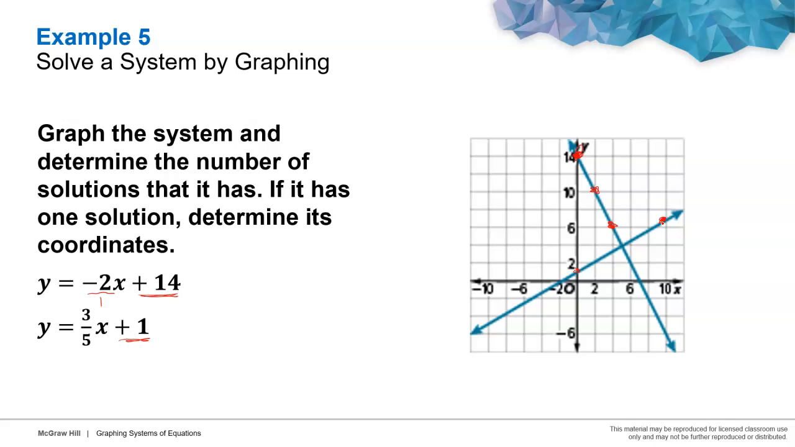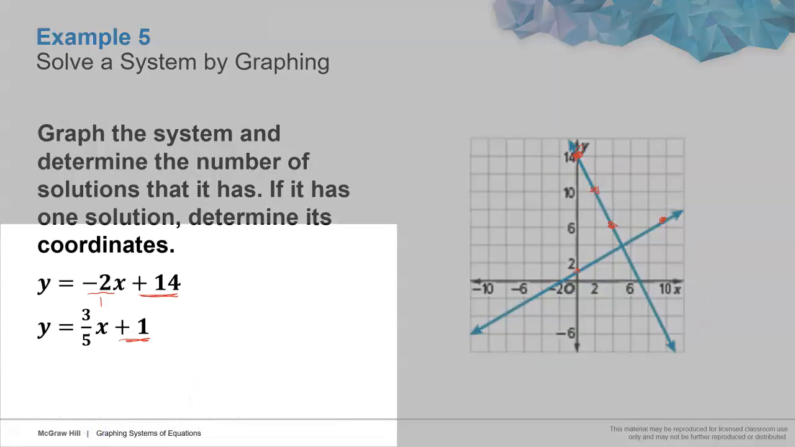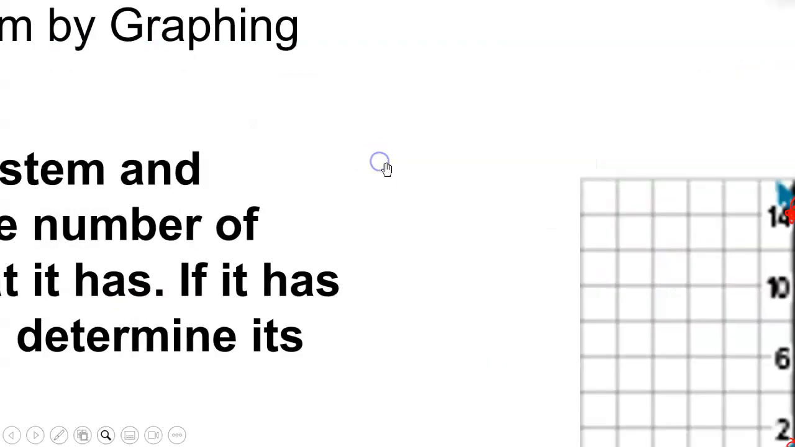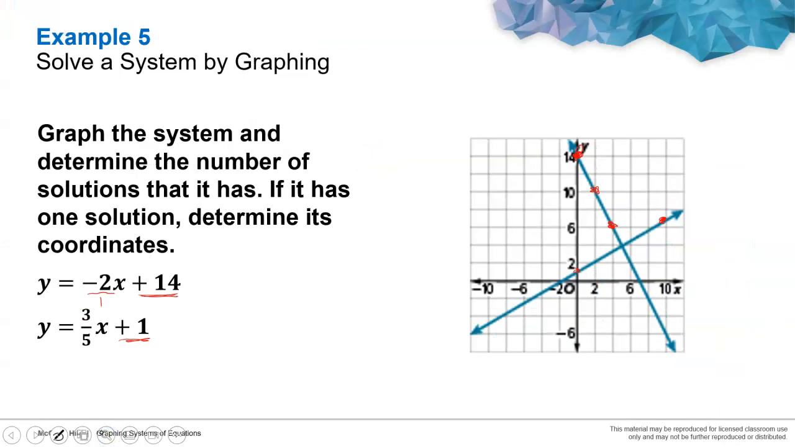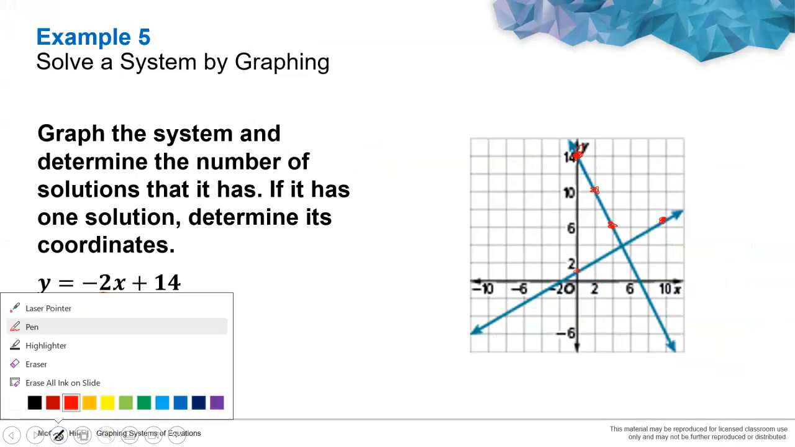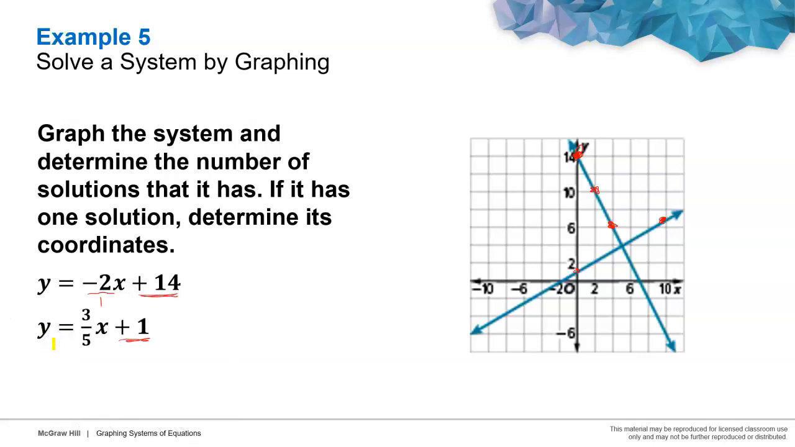These two lines obviously intersect each other. They cross each other. That intersection point tells me what the solution to this system of equations is. So the solution is that point where they cross each other right there, which would be the ordered pair (5, 4). That is the solution to this system of equations.